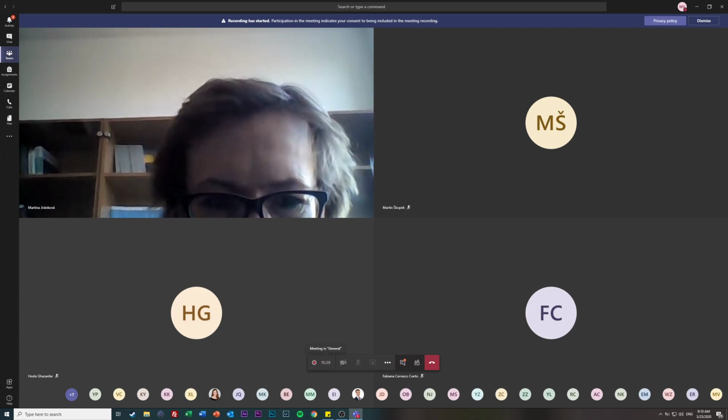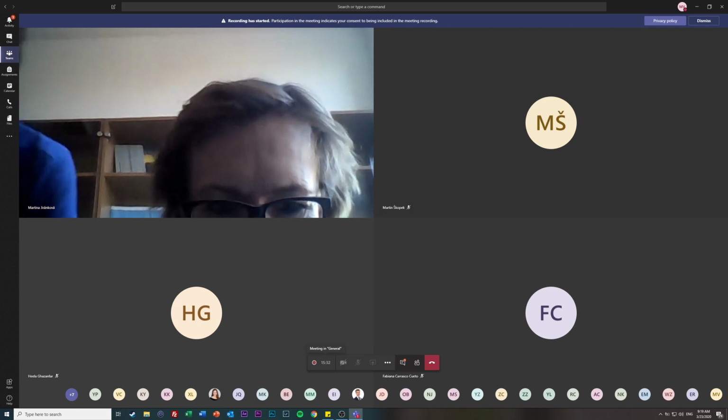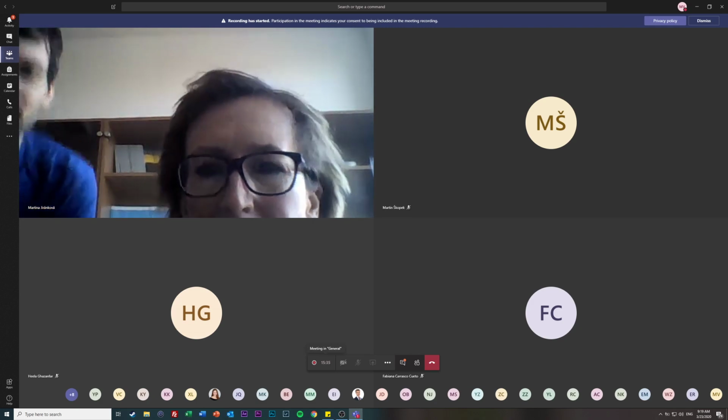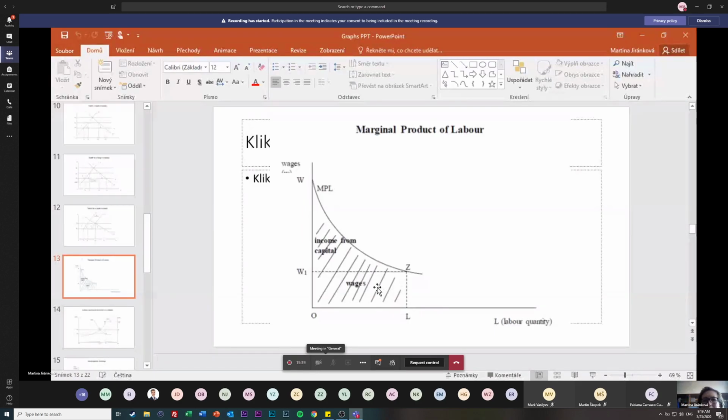Can you see the graph? Last time we finished the topic of the terms of trade policy, and we started the third topic concerning international factor movement. That means labor movement and capital movement, and we started with migration.